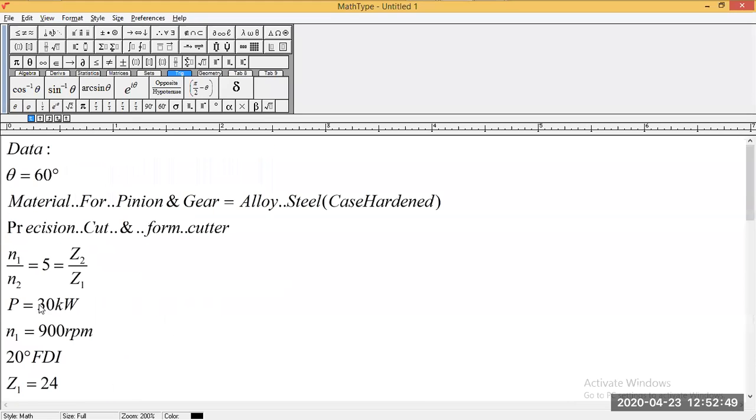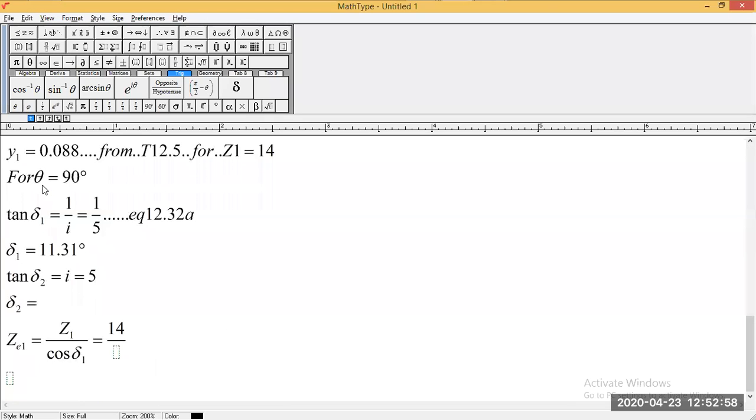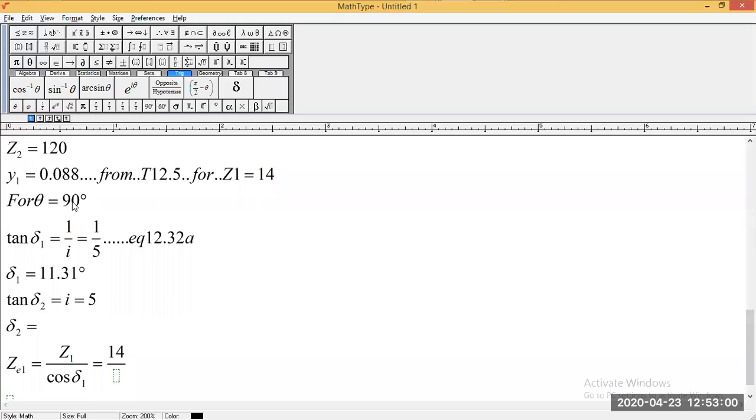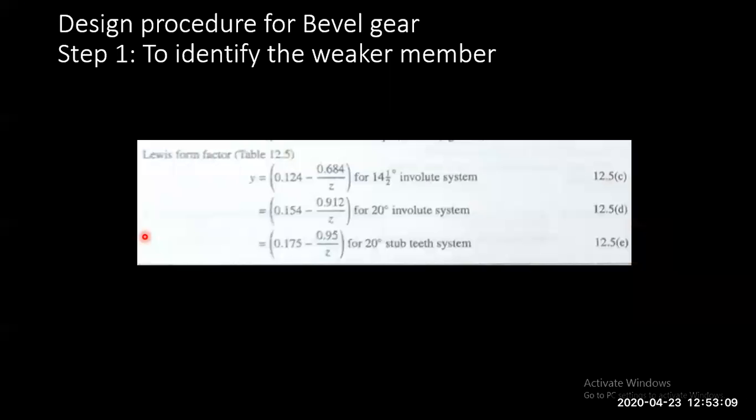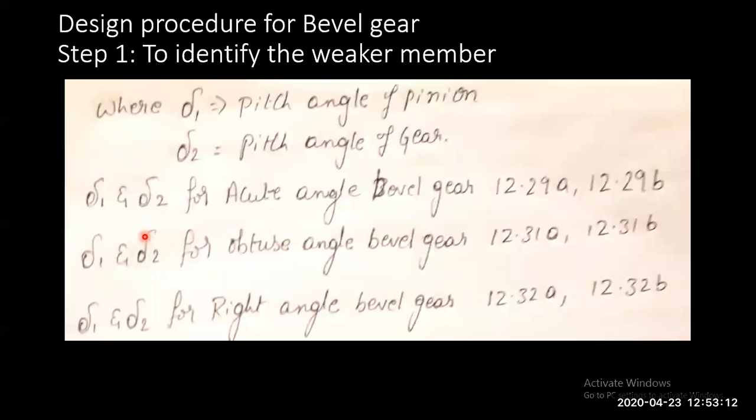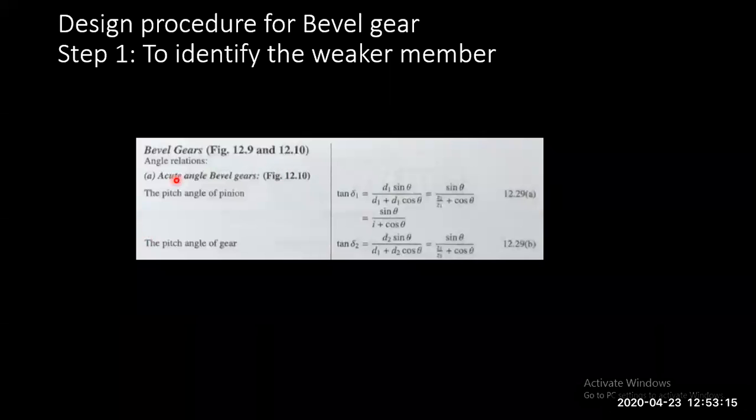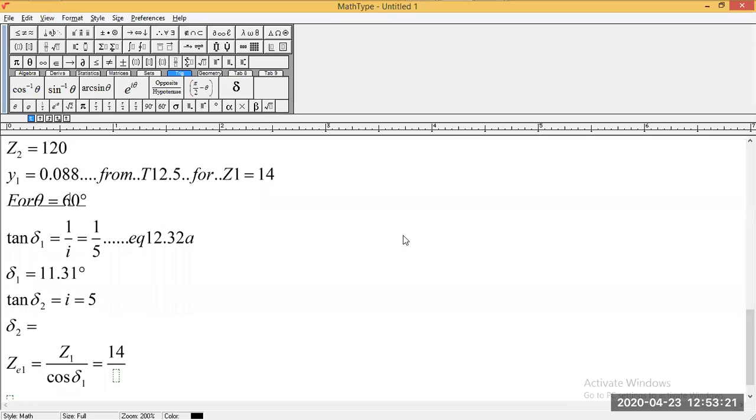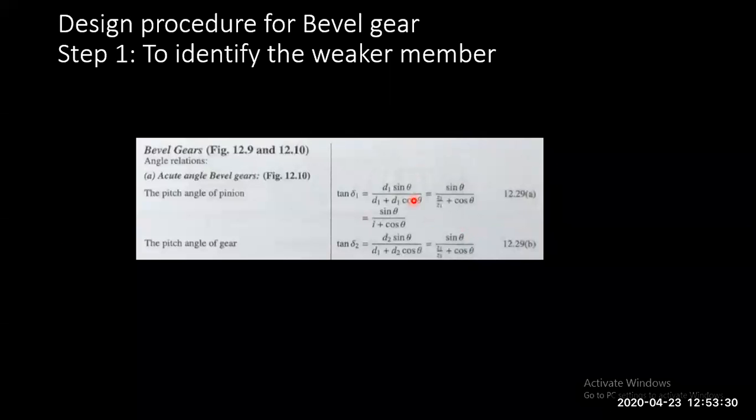Wait, theta is 90 degree? Oh, theta is 60 degree, not 90 degree. Okay, theta is not 90, it is 60. My mistake. Theta is 60, which means these are not the same. So it is an acute angle then. You need to take these formulae, not for right angle. My mistake. Theta is 60 degree, not 90 degree. So that means these formulae don't hold good. You need to source these formulae here.